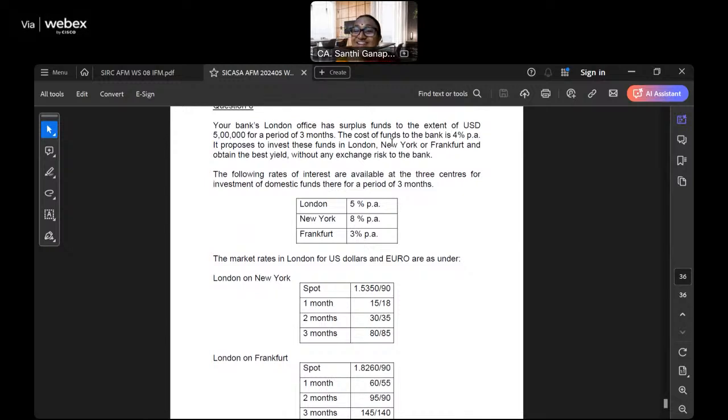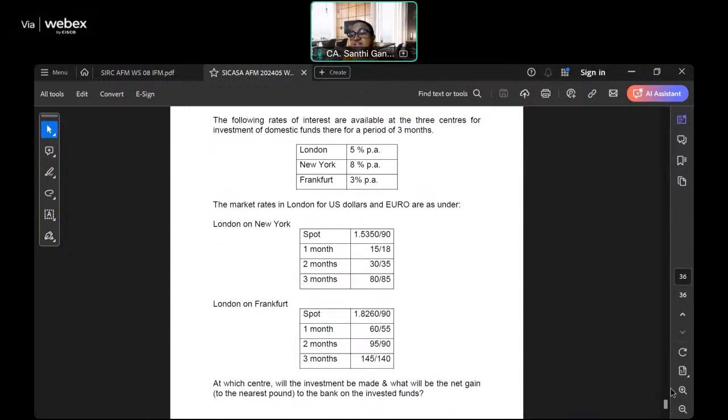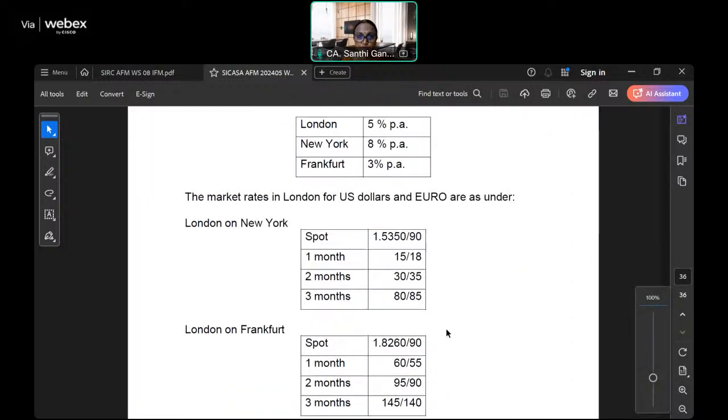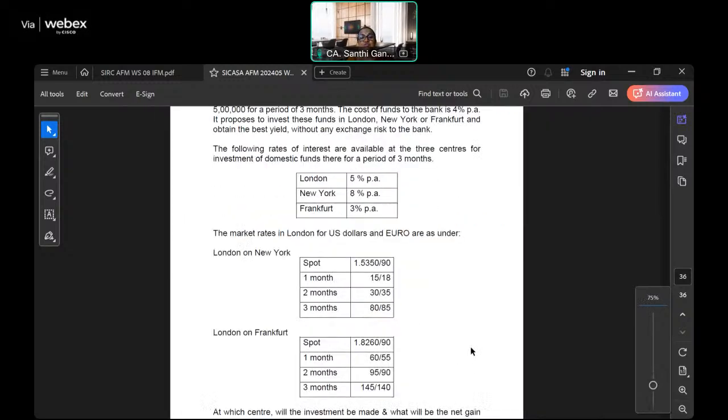They will divide into 3 areas. You will have either London or Frankfurt in Europe, and you will have New York in America. So that is where they will have the centers and obtain the best yield without any exchange rate risk to the bank. Without any exchange rate risk to the bank indicates that a forward should be used. We know that a forward contract is entered to peg the rates.